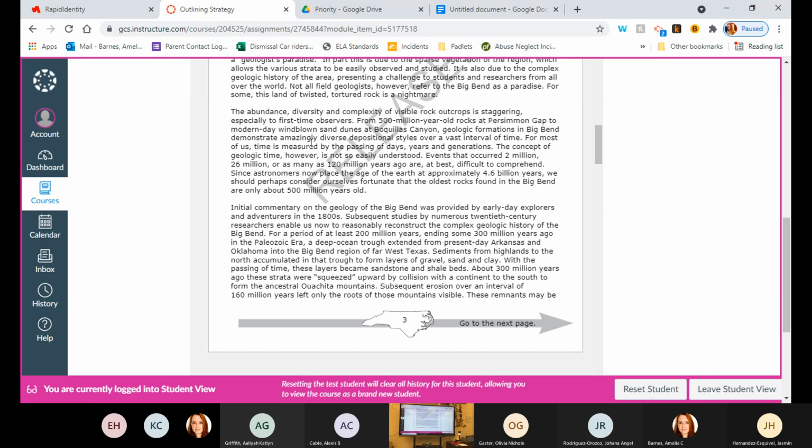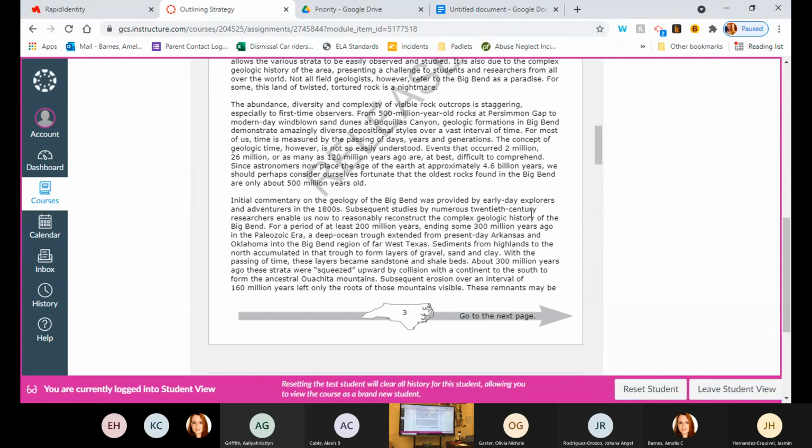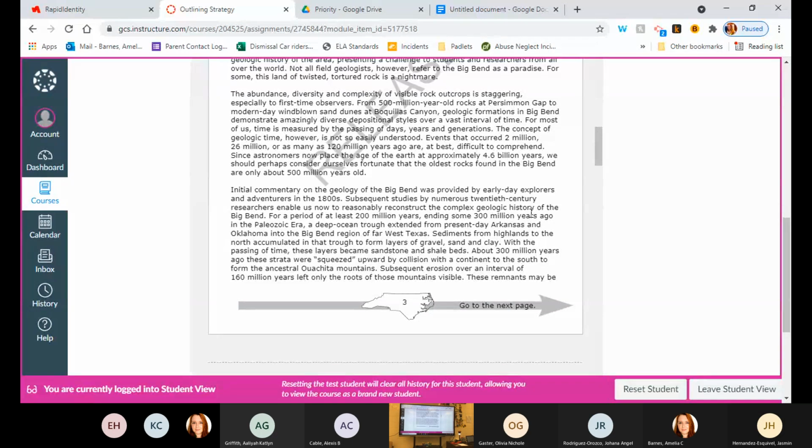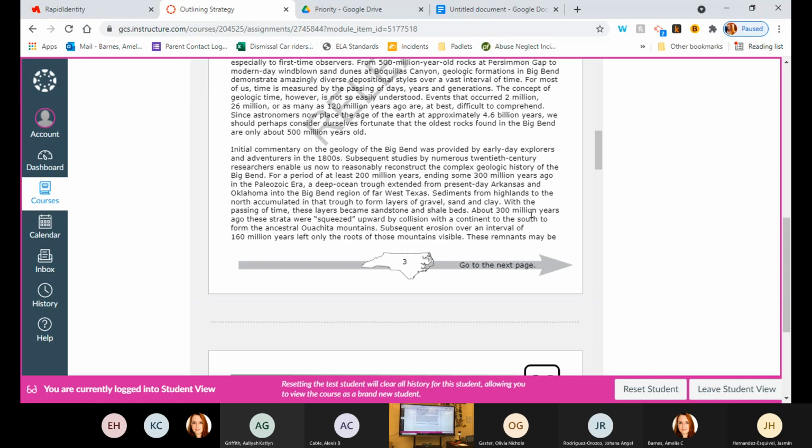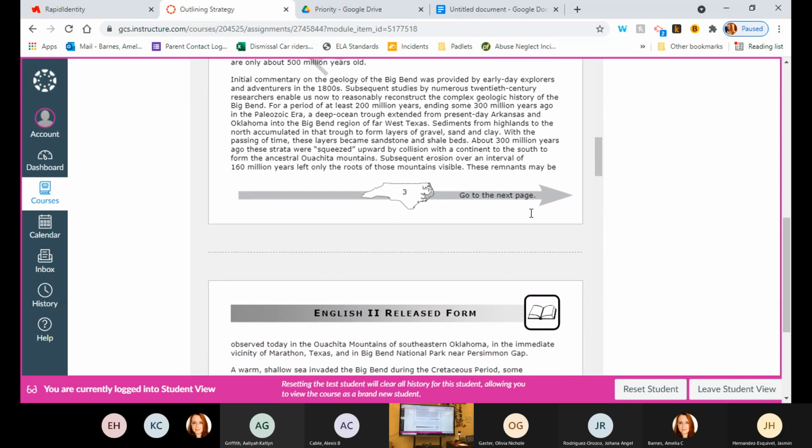For most of us, time is measured by the passing of days, years, and generations. The concept of geologic time, however, is not so easily understood. Events that occurred 2 million, 26 million, or as many as 120 million years ago are, at best, difficult to comprehend. Since astronomers now place the age of the Earth at approximately 4.6 billion years, we should perhaps consider ourselves fortunate the oldest rocks found in the Big Bend are only about 500 million years old.